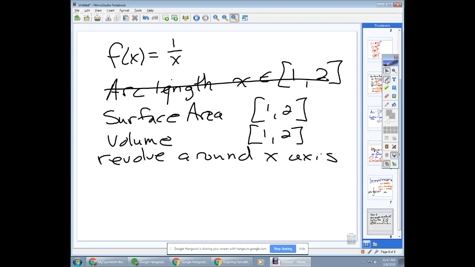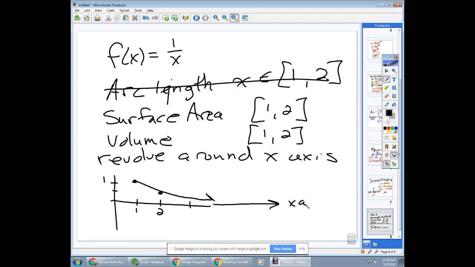All right, so quick sketch, set up our integrals. So this has a point at 1, 1, and then 2, 1/2. 3 would go with 1/3. So this sucker swoops down and forms an asymptote. So the x-axis, aka y equals 0, is a horizontal asymptote of this function. And we are going to spin about the x-axis.